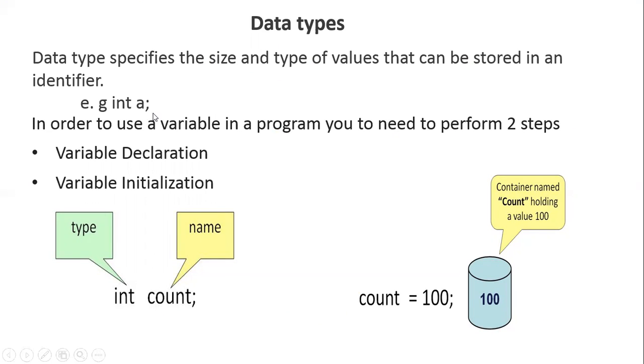Here you can see, for example, I have taken int a. So this int is the data type of variable a, and a is the variable name. When we use any variable, we have to perform these two steps.